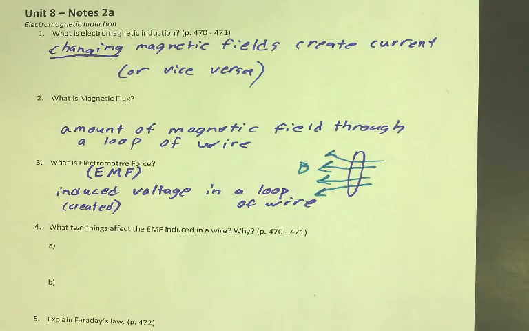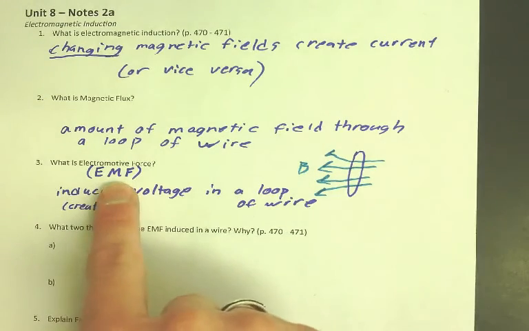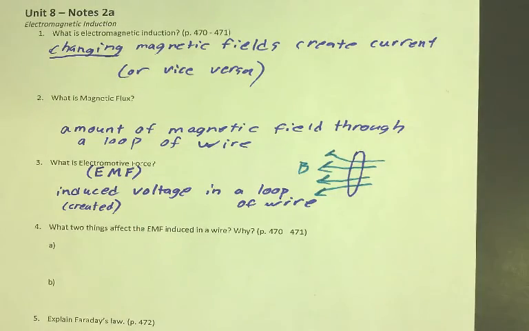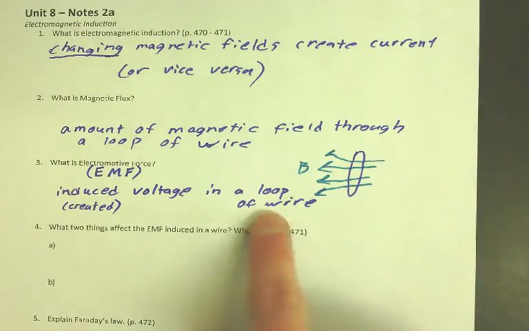So if you're saying to yourself, does that mean I can make a circuit work without batteries? And the answer is yes, you can. Okay? In fact, that's exactly how power plants work, right? Power plants don't have any batteries or anything like that. They just magically make electricity. They do this. They make electromotive force, which is a voltage that's created in a loop of wire.